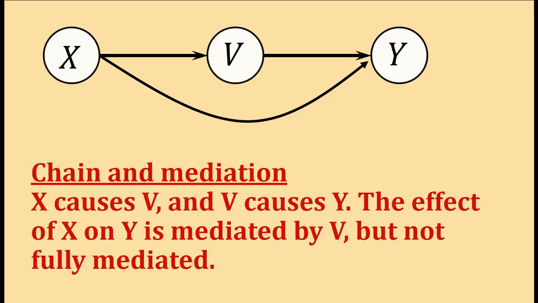Now, this is a different path. We have the chain and the mediation, but there is also a link between x and y. So x and y are connected by two paths. The direct path from x and y, and the indirect path that goes x to v, v to y. So in this case, that means that even though x produces a change in v and that change produces a change in y, also x produces a change in y directly. So in this case, the effect of x and y is mediated, but it's not fully mediated by v.